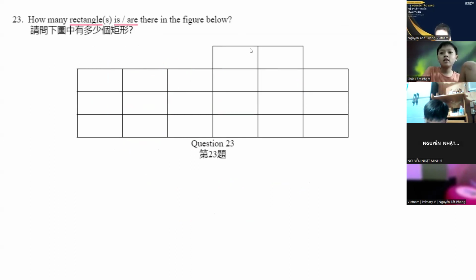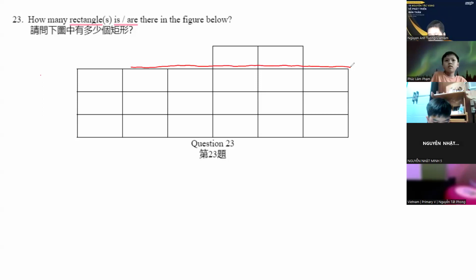How many rectangles are there in the figure below? For this one, all we have to do is divide the figure into 3 different pieces. So first, let's get this one here.